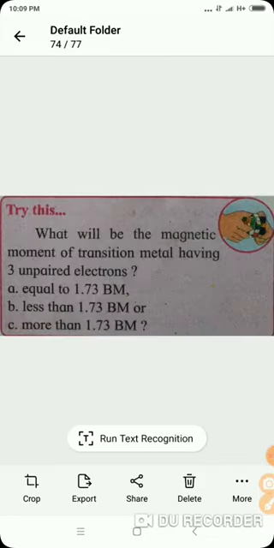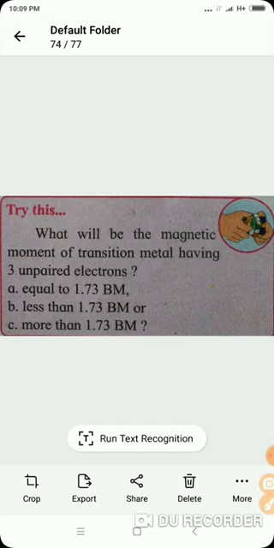Now listen, the question from the textbook, that is, try this. What will be the magnetic moment of the transition metal having 3 unpaired electrons? As we know the spin only formula, we also know that when one unpaired electron is present, then the magnetic moment is 1.73 BM. We already studied this.